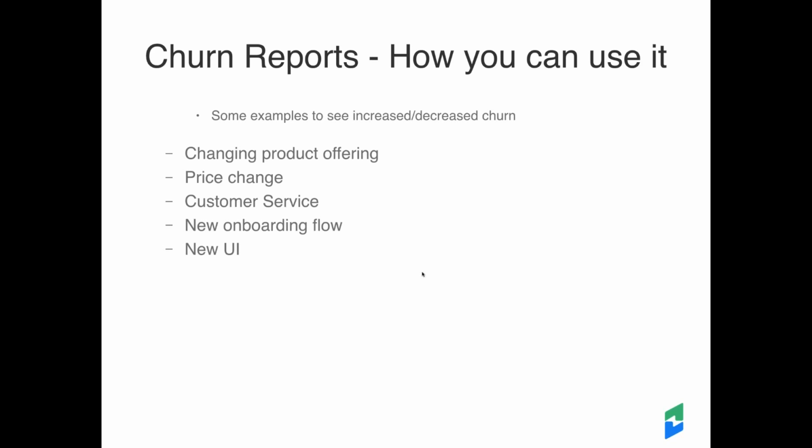Some examples of how you can use the churn report to make some decisions for your business. Here's some examples for increased or decreased churn. Essentially, if you do something meaningful with your product, like change your product offering, you could look at statistics in the churn report to see when you made that change in product offering and how that impacted your churn. You could do the same if you make price changes, if you make changes to your customer service approach, and the same would apply if you change an onboarding flow that you're using for new customers, or if you release any changes or even a new user interface for your application.